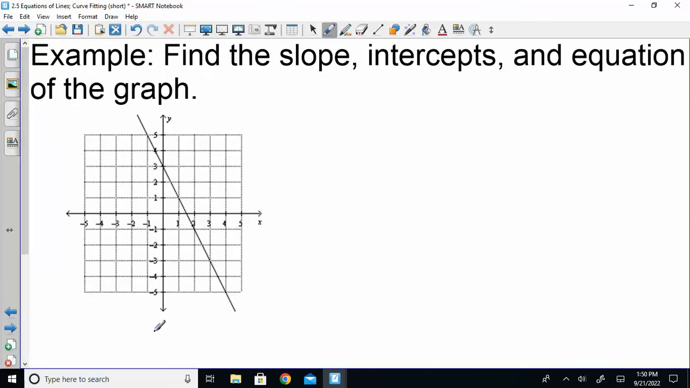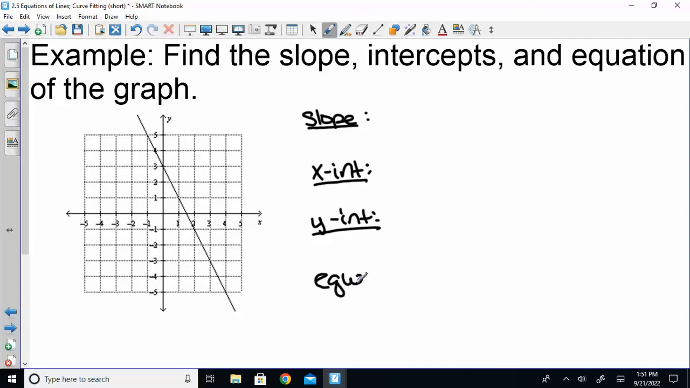Let's see. So I'm asking for some different things here. I want slope, intercepts. We haven't talked about that yet. There's x-intercept and the y-intercept. All we've touched on so far is the y-intercept. And the equation. Okay, how do you find slope from your line? What do we need to do? Take 2 points that we can tell exactly.